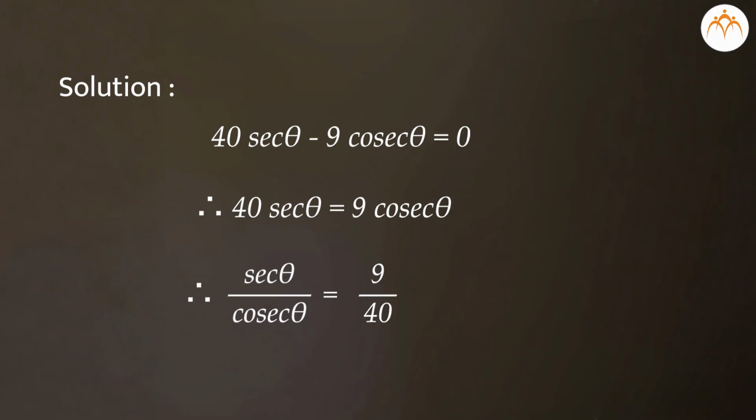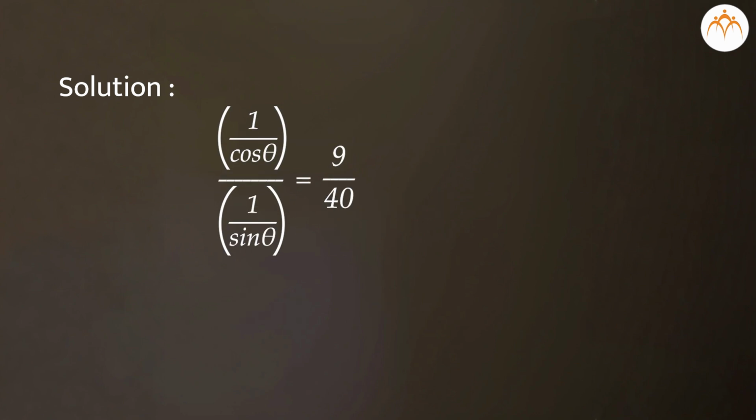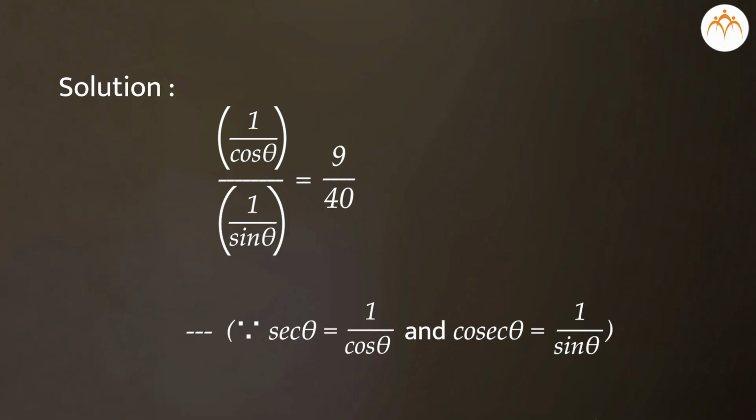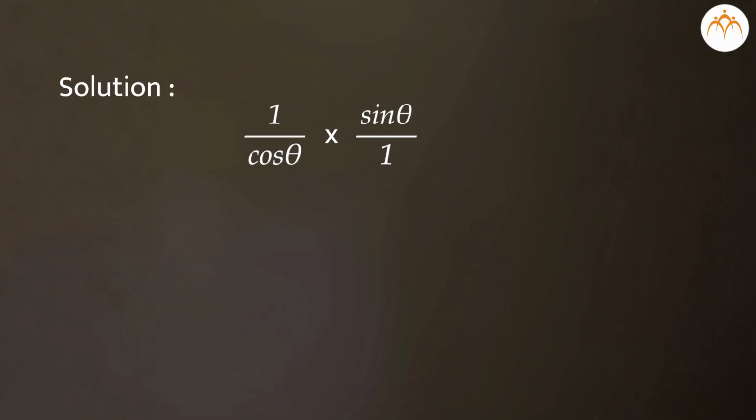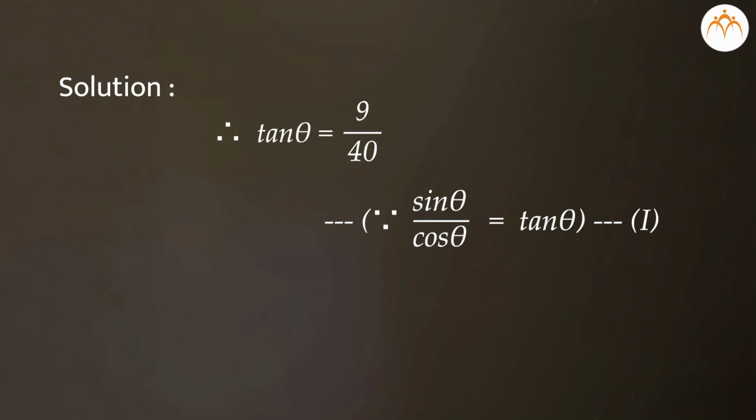Therefore, sec theta upon cosec theta is equal to 9 upon 40. Therefore, 1 upon cos theta upon 1 upon sin theta is equal to 9 upon 40, because sec theta is equal to 1 upon cos theta and cosec theta is equal to 1 upon sin theta. Therefore, 1 upon cos theta into sin theta upon 1 is equal to sin theta upon cos theta is equal to 9 upon 40. Therefore, tan theta is equal to 9 upon 40, because sin theta upon cos theta is equal to tan theta. This is our first equation.